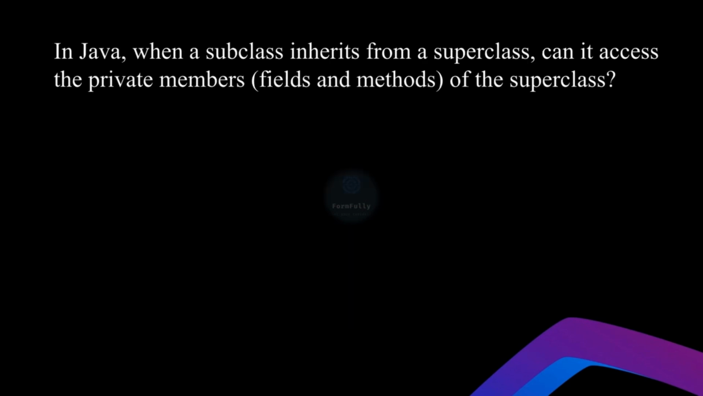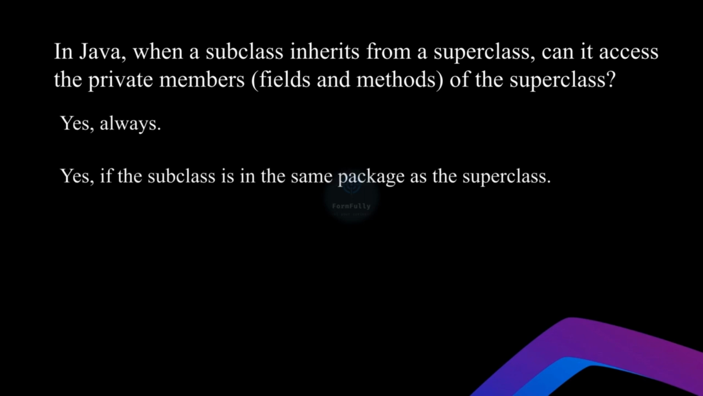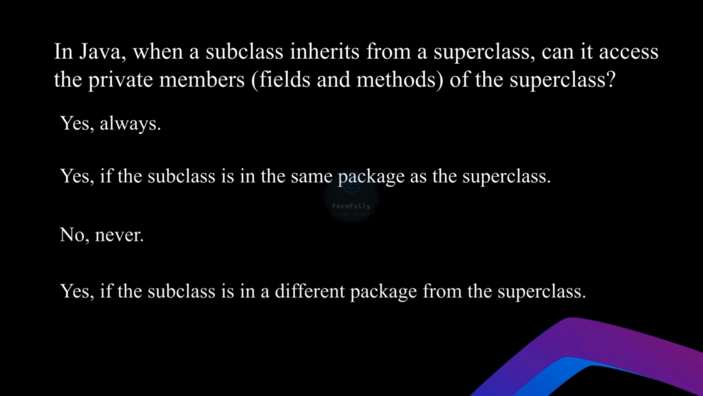Moving to the next question. In Java, when a subclass inherits from a superclass, can it access the private members, that is fields and methods, of the superclass? Options are: yes, always; yes, if the subclass is in the same package as the superclass; no, never; yes, if the subclass is in a different package from the superclass.